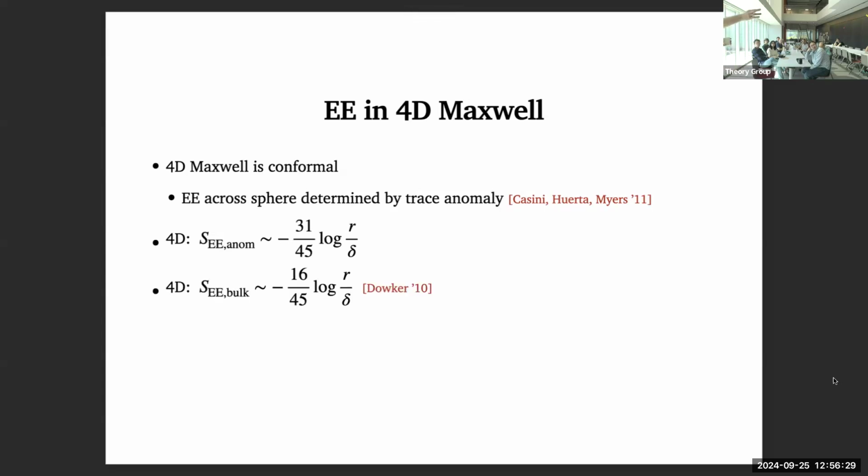But some people, for example Dowker in 2010, tried to compute the entanglement for Maxwell theory and found instead negative 16 over 45. Yeah, and the difference between those two is 1/3, which happens to be the entanglement of a 2D scalar, which is also conformal. So it's very suggestive that if you could find a 2D scalar within 4D Maxwell, you might solve the problem.